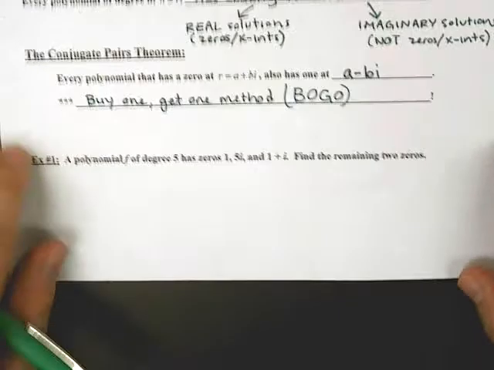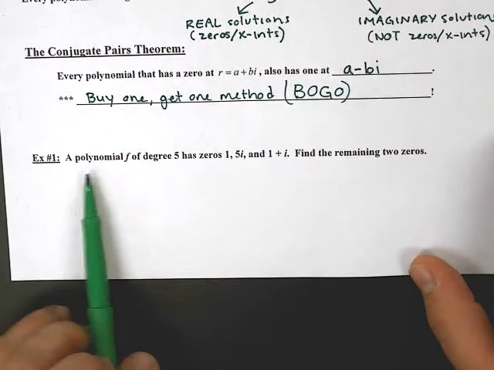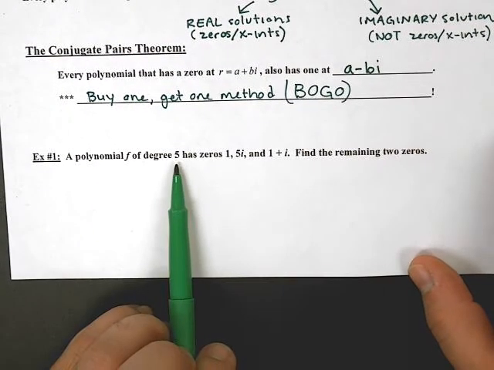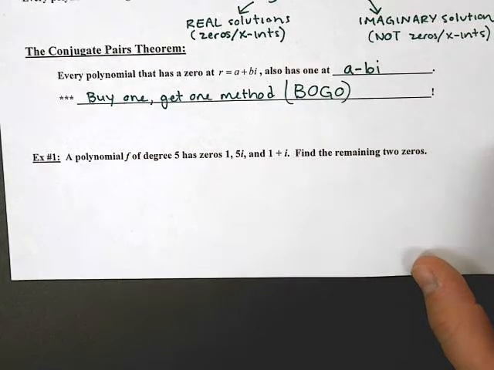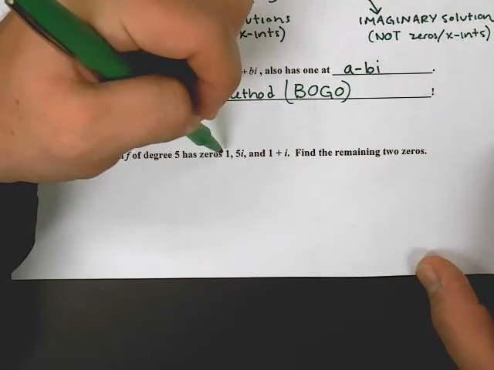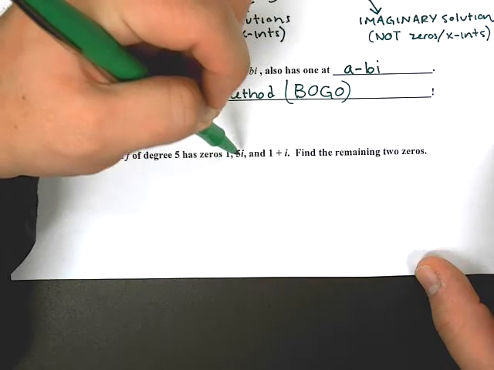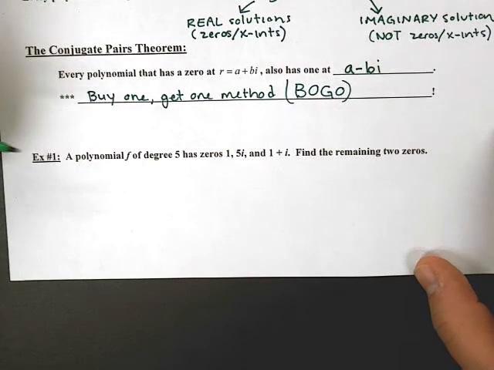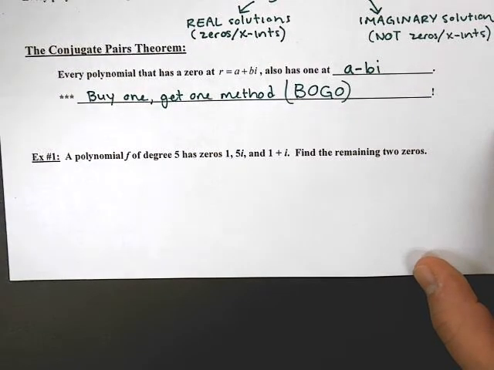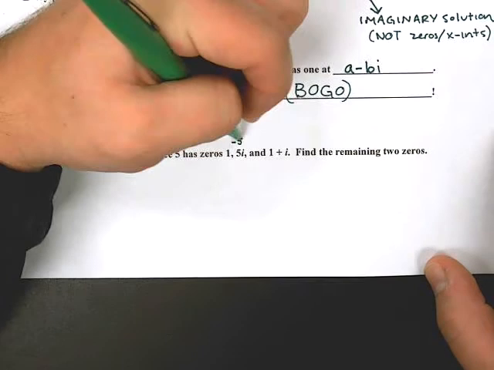So, as we take a look at something down here at the bottom, where I tell you that the polynomial has a degree of 5, but I only give you 3 of the zeros, well, let's take a look. 1, that's a real 0. We don't have to use the conjugate pair theorem here. But 5i, what do we say here? 5i is imaginary, and that means that it has a conjugate. All right? The conjugate is negative 5i.